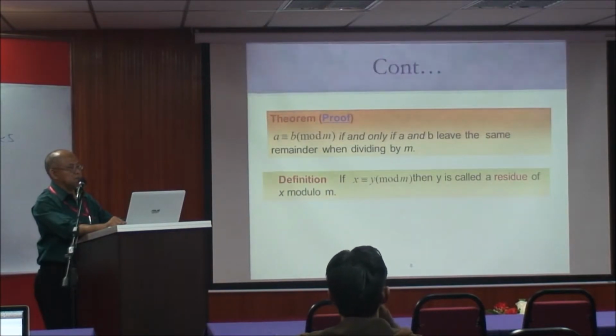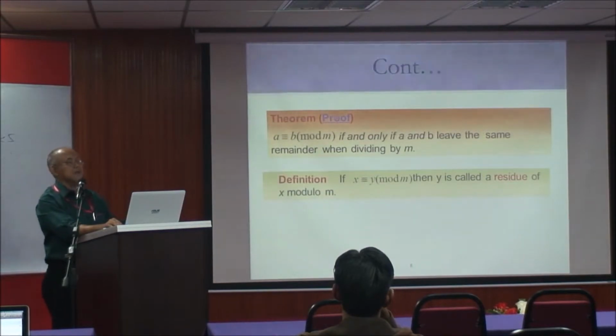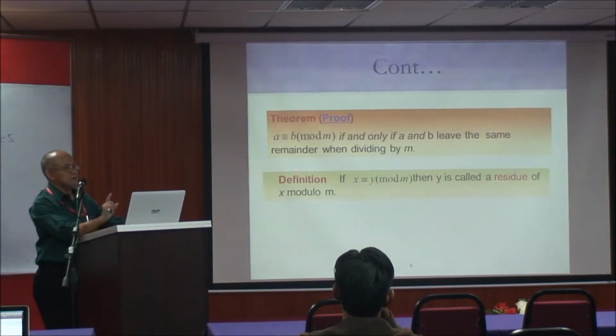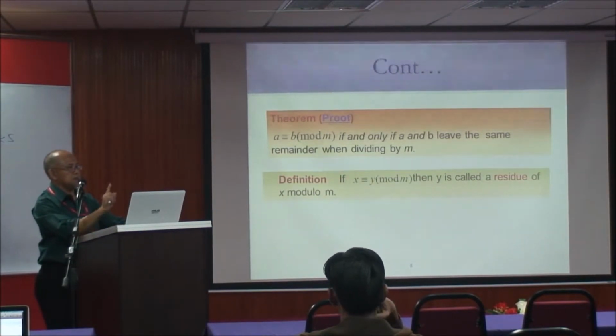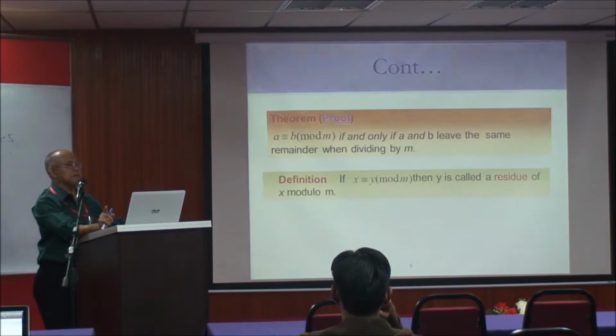Then if x is congruent to y modulo m, then y is called a residue of x modulo m. It is not the least residue, but definitely for any congruence class, one is the residue of the other, right? So let's say 6 is the residue of 1, 1 is the residue of 6, 11 is the residue of 6, and so on. As long as x and y are inside the same congruence class, they are residues of each other.